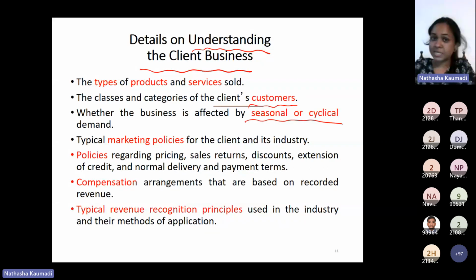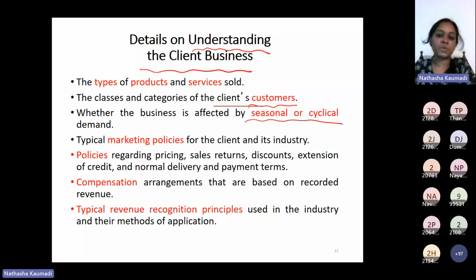Now, can you remember last week when we were talking about the audit procedures, I had that example for analytical procedures. So there were seasonal elements, right? In April and December, revenue is increasing. Why? The revenue is a seasonal revenue in that company. Likewise, you need to understand those things.